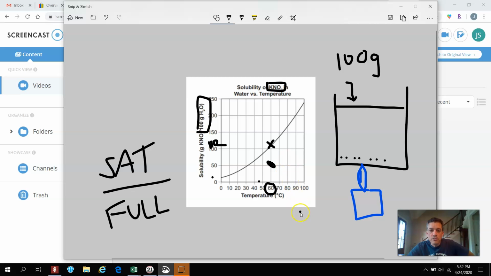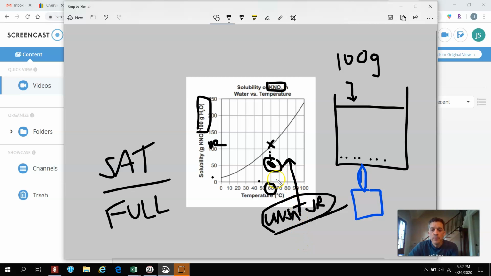More would dissolve. So if you graphed a dot anywhere below the line, we could describe that as being unsaturated. Because if we put a dot right here, if it's at 60 degrees and we only put 50 grams in there, well, we could add more. And by definition, if we could add more, that means that we have an unsaturated solution. Once we hit the line, no more is going to dissolve, and at the line, it's going to become a saturated solution. There was a third term that was given to us called supersaturated, because super means above and beyond.